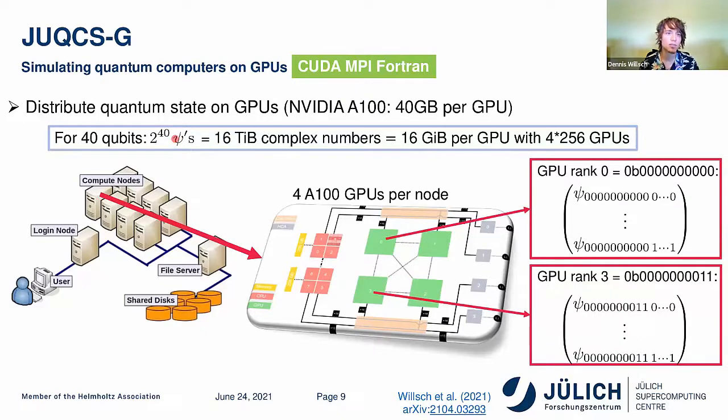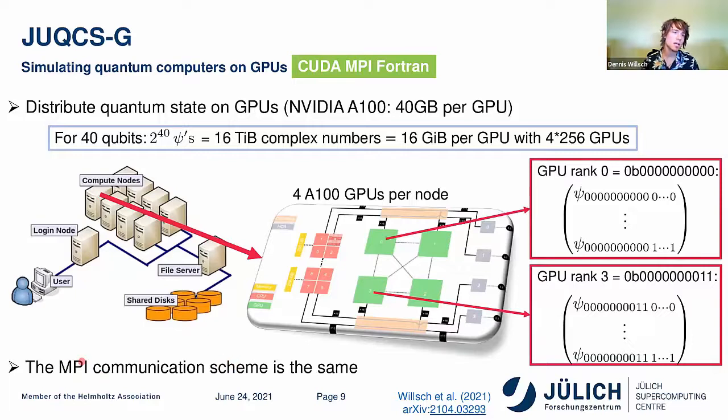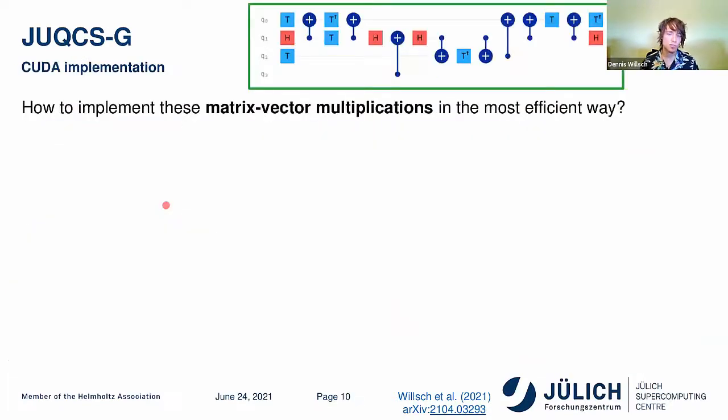For the simulation on the GPUs, the MPI communication scheme is the same. So what do I mean by MPI communication scheme? So MPI, as I've just said, the message passing interface, is necessary whenever we need communication between different GPUs. And MPI is the system that takes care of transferring data between the GPUs. And this is necessary when we actually simulate the quantum circuit. So let's look at an example here.